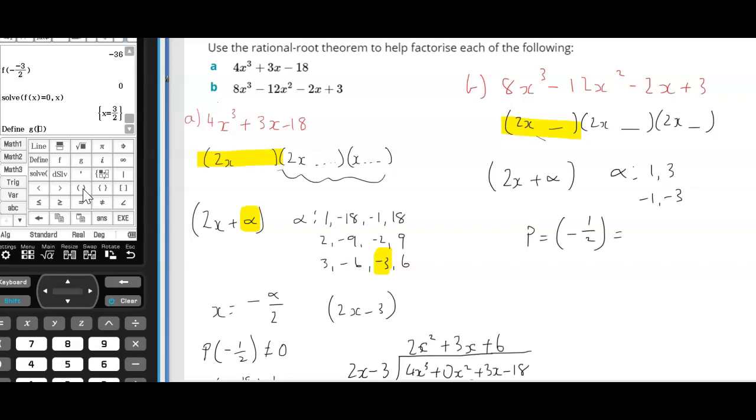Now, I think it's got a different x, so what I'm going to have to do is clear all variables. All right, I want to clear that and clear everything. All right, let's start again. So f of x, all right, it's not doing what I wanted it to do, so just bear with me.